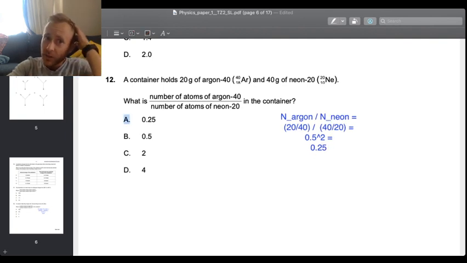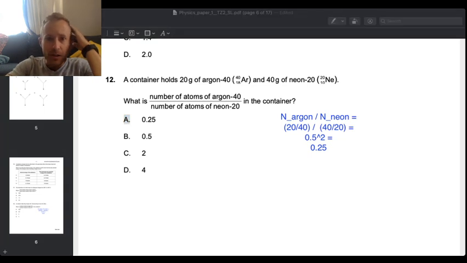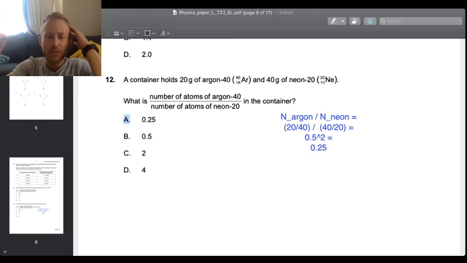So my logic for this is that if you had 40 grams of argon, you would have half as many argon atoms, because the argon atoms are twice as heavy. Okay, so if you have the same weight, you only have half as many atoms, and then you have half the amount of argon, so you have half of the half, which is 0.25.